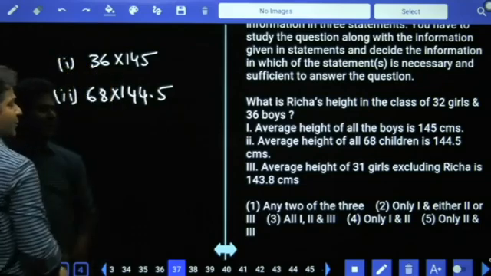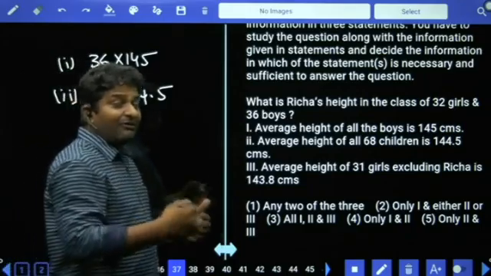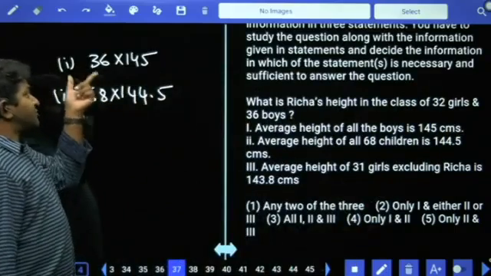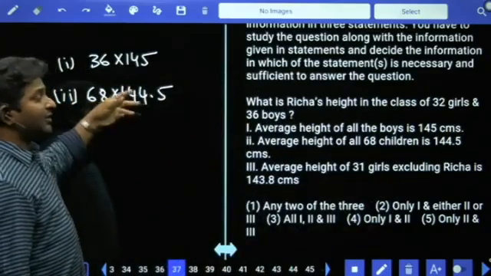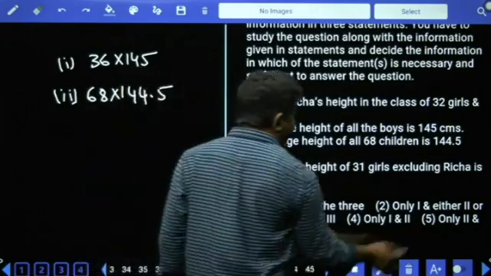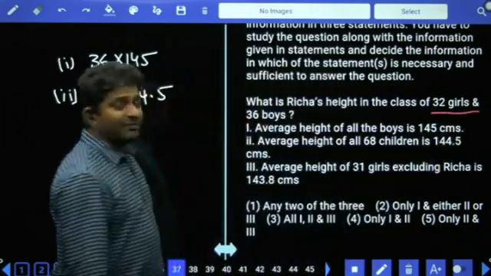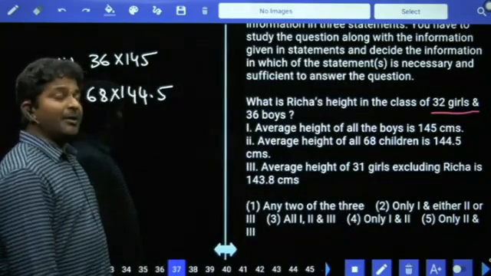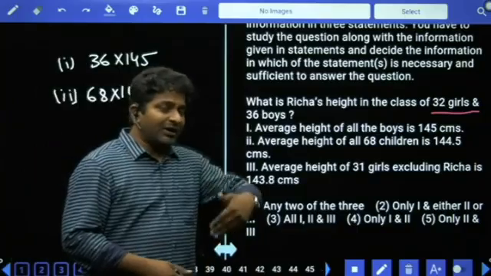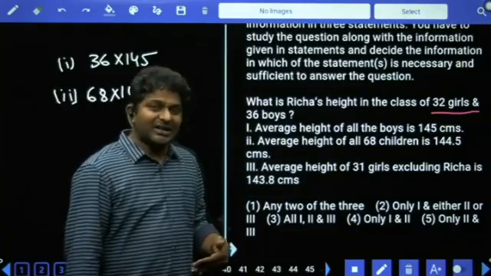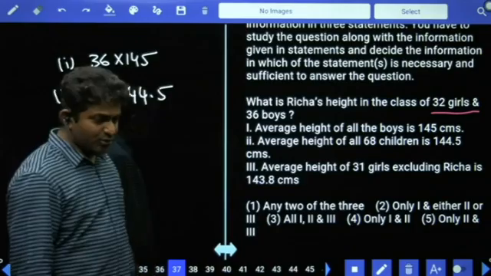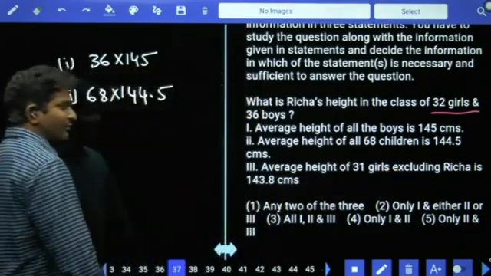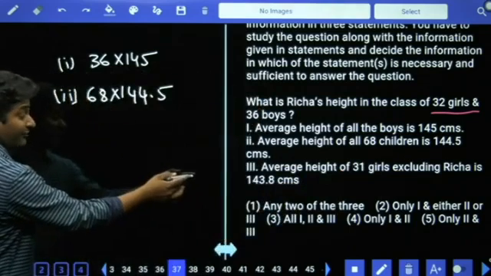If you use 1 and 2, we can calculate total height of 32 girls, because 68 students minus 36 students will give you 32 students. So 32 girls are there whose height can be calculated by taking the difference here. But Richa's height cannot be calculated, because apart from Richa, whatever remaining 31 girls are there, there is no information regarding those 31 girls. Average height of 31 girls excluding Richa is 143.8.